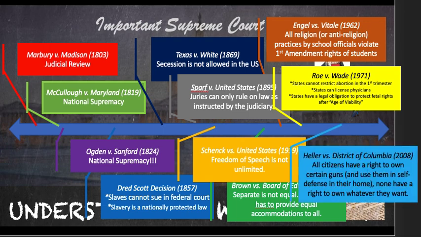And finally, Heller versus the District of Columbia, often referred to as just the Heller case, in 2008, basically found that all citizens have a right to own certain guns, although not all guns, and to use them in self-defense in their homes. It also upheld this idea that the Second Amendment doesn't give you the right to own an Apache helicopter and surface-to-air missiles. In other words, that there was a limit to the Second Amendment.